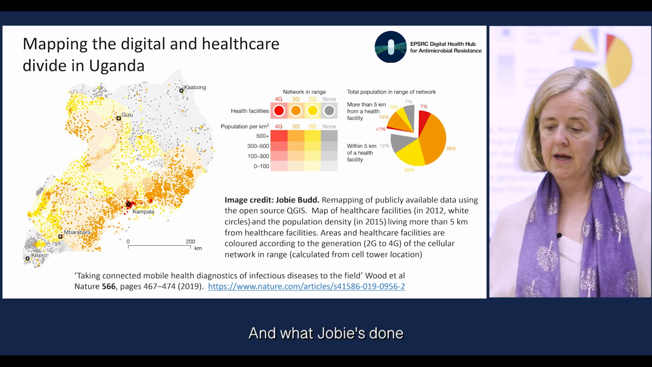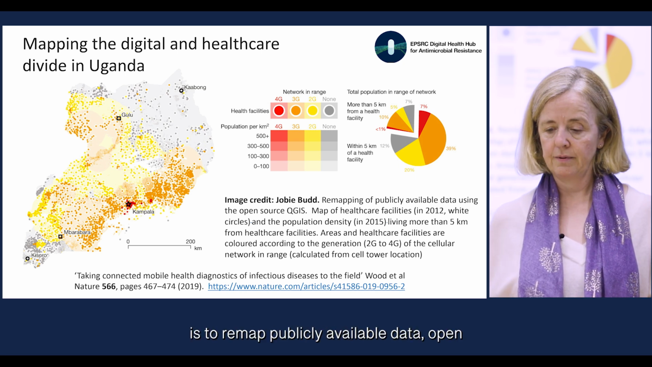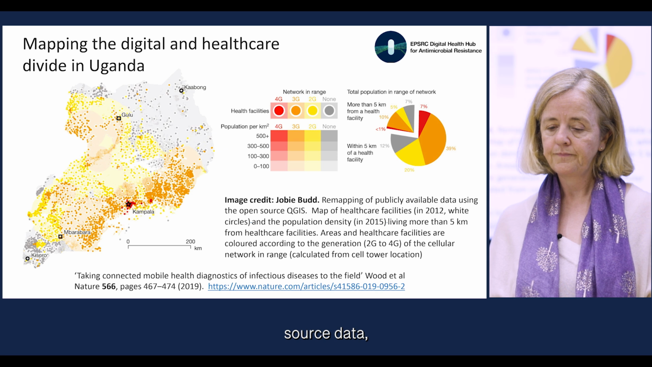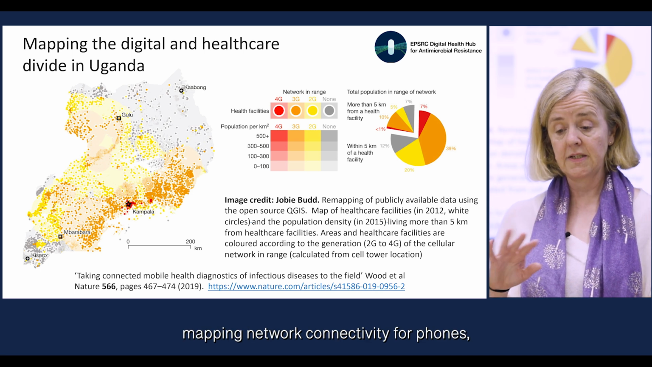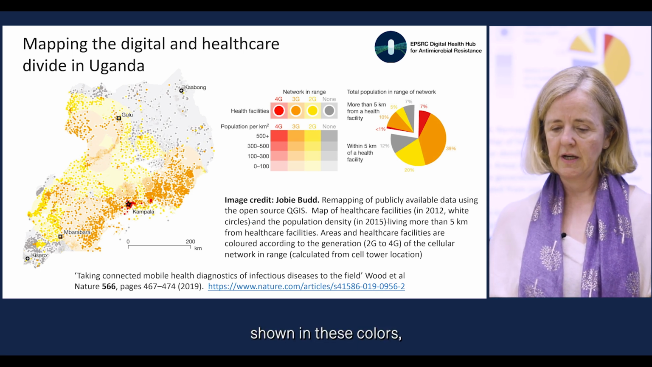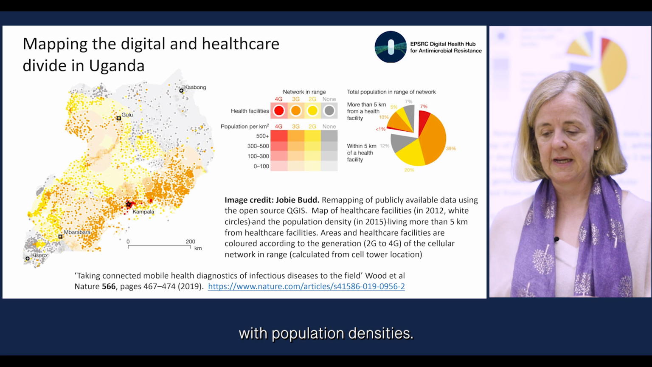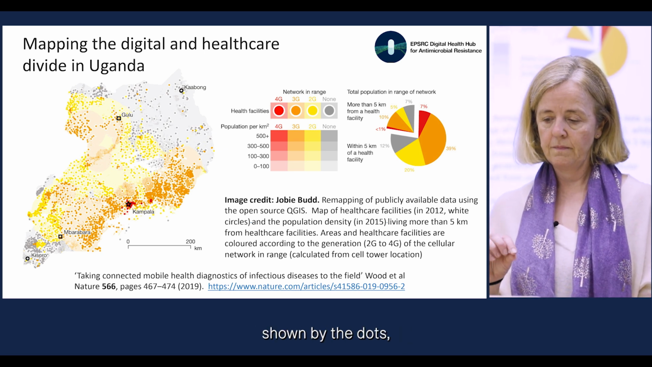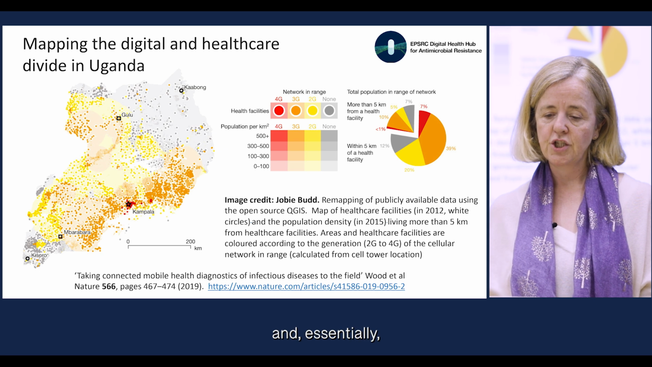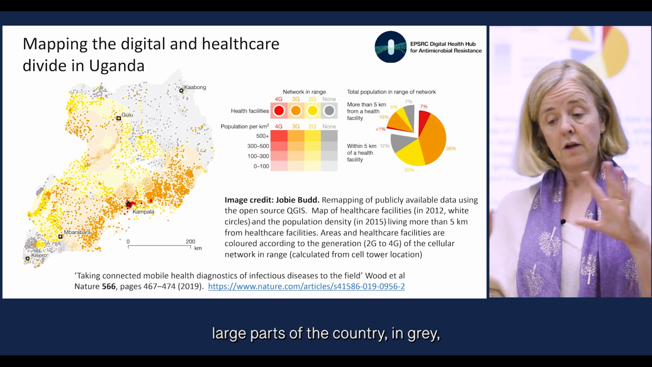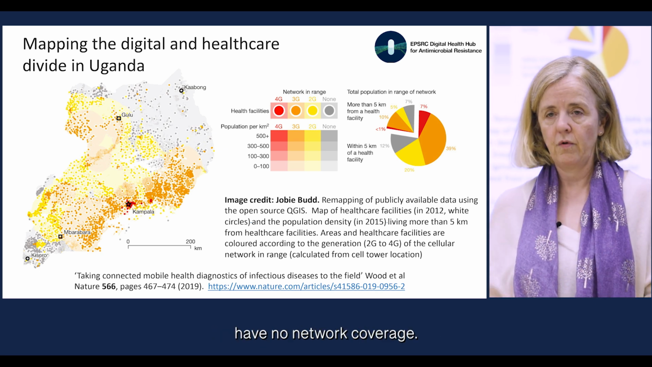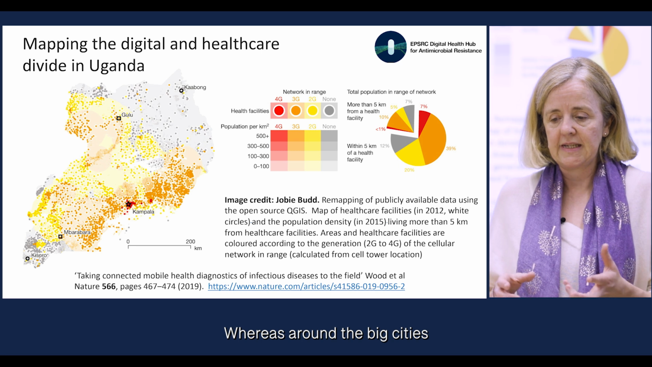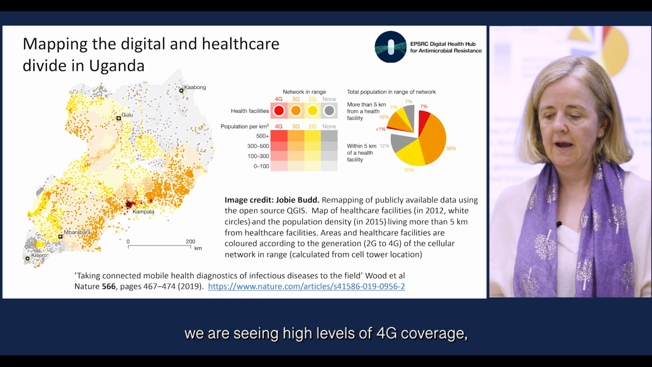And what Joby's done is to remap publicly available, open source data, mapping network connectivity for phones, shown in these colours, with population densities, and he's taken the locations of different healthcare facilities shown by the dots. Essentially you can see large parts of the country in grey have no network coverage, whereas around the big cities we're seeing high levels of 4G coverage.